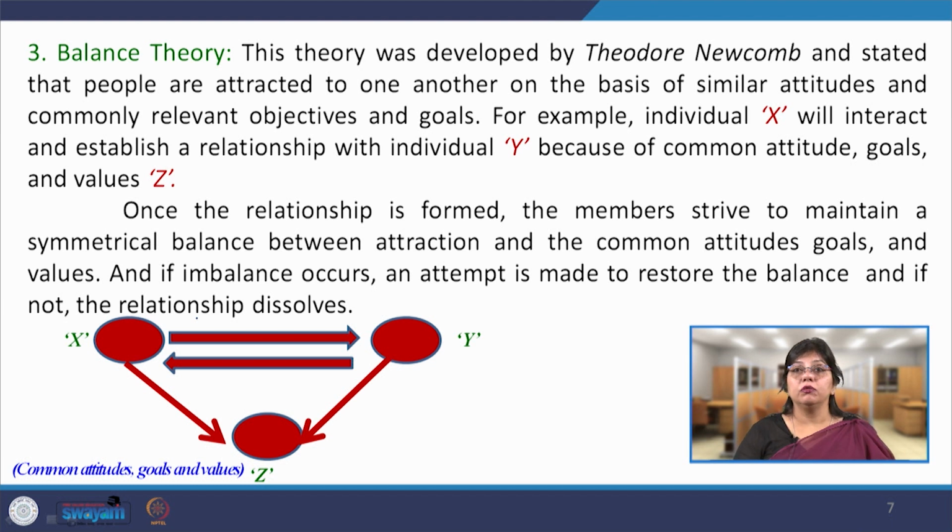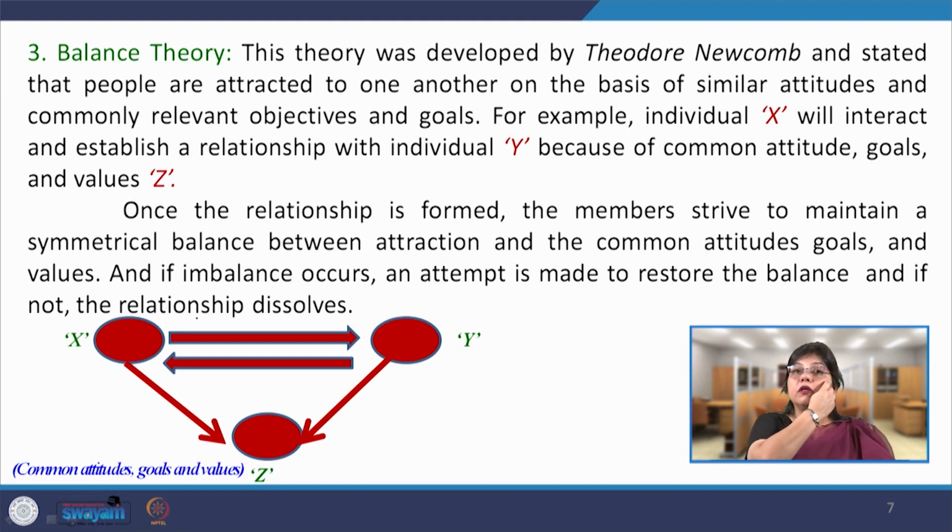This balance is maintained ultimately on common attitudes, goals and values, and once this balance gets disturbed, members make a lot of efforts to restore it. Once imbalance is observed, people make efforts to restore that balance, and sometimes there is so much conflict that it becomes difficult to maintain and the group tends to disband. So, this is the negative consequence of not making efforts to maintain that similarity of attitudes among members.